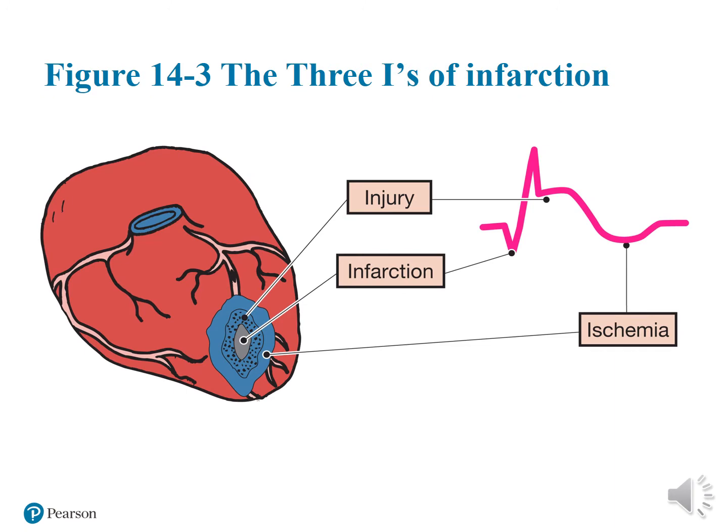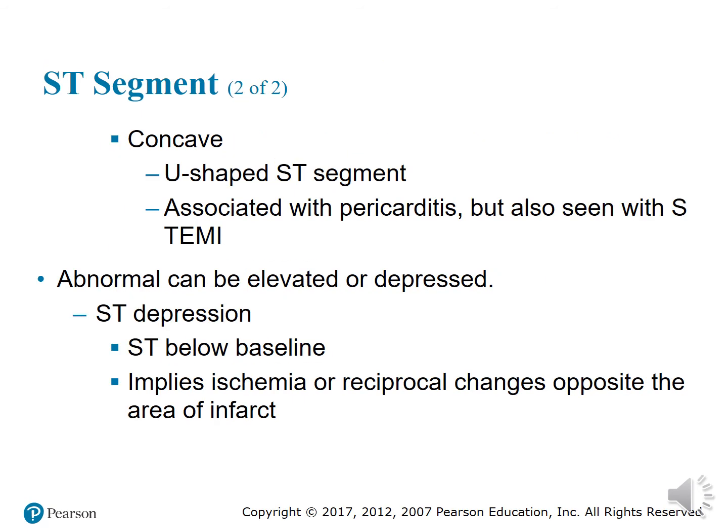Figure 14.3 shows you the different areas that we just talked about, for the ischemia, injury, and infarction, and what they look like on the EKG itself. You see the ST elevation, you see the inverted T wave. Oh, my bad.